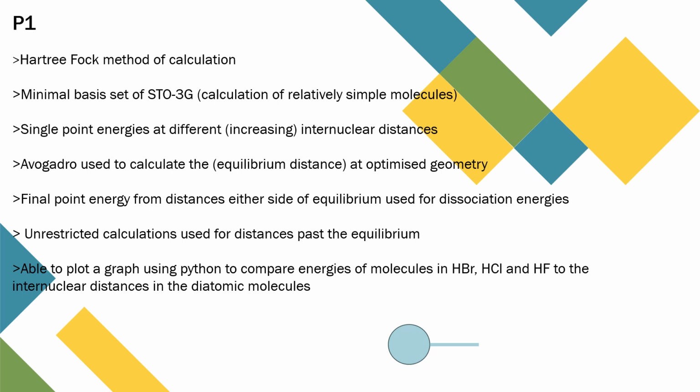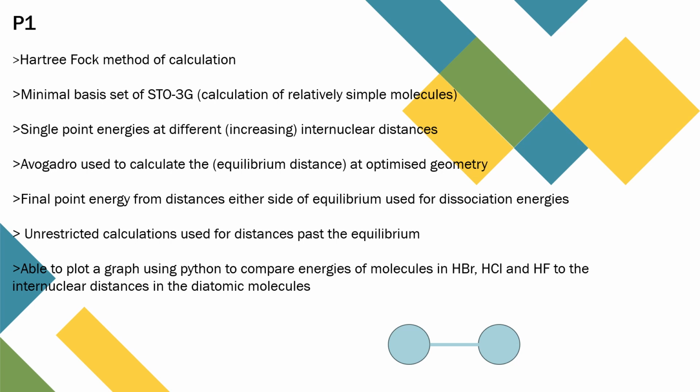Once we have found the final single point energies at the increasing internuclear distances selected, we can use Avogadro to calculate the equilibrium distance at this optimized geometry. For the diatomic molecules, hydrogen bromide, hydrogen chloride, and hydrogen fluoride, we use restricted Hartree-Fock calculations until the distance between the atoms becomes so great that it passes the equilibrium distance. At this point, the bond is broken and the atoms are dissociated.